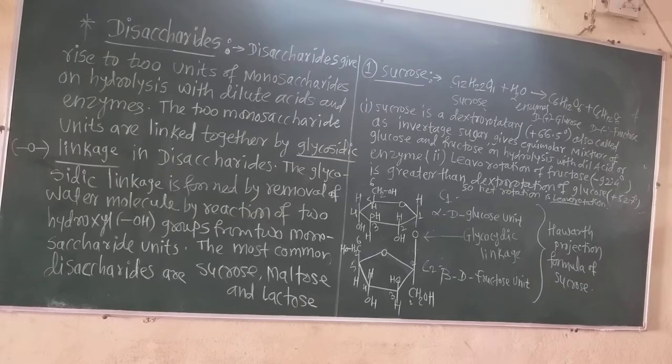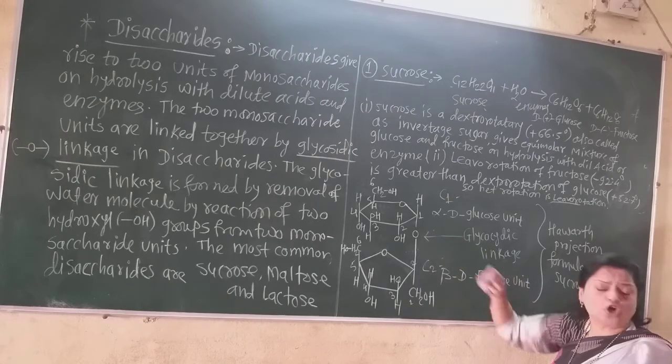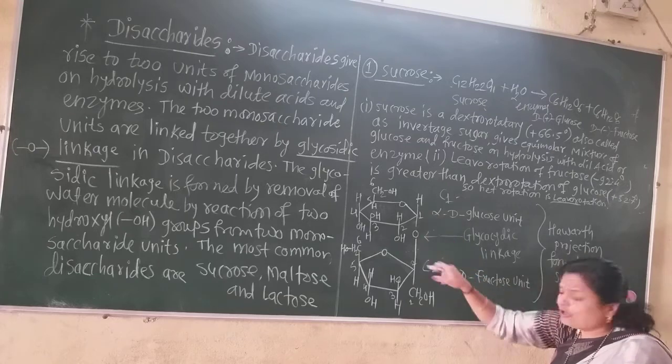Now, the potential aldehyde and ketone groups are both present in these monosaccharide units. We know that in glucose there is the aldehyde group, and in fructose there is the ketonic group in the open chain structure. Now both these groups of the monosaccharide units are involved in the formation of the glycosidic bond. Glycosidic linkage means glycosidic bond in the sucrose, and hence sucrose is a non-reducing sugar. Why is sucrose a non-reducing sugar? Because the aldehyde group of the C1 of glucose is not there. That is converted into this glycosidic linkage.